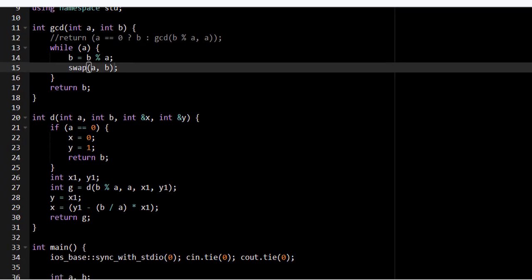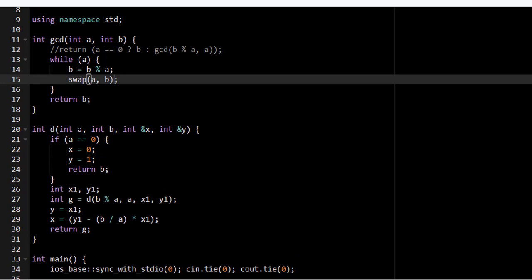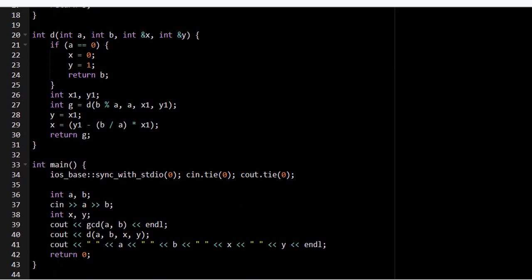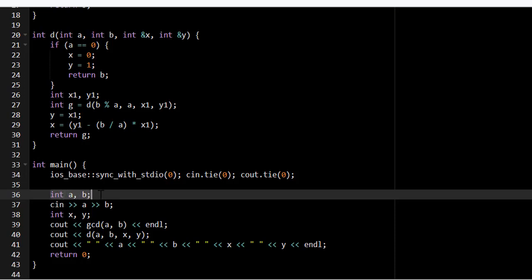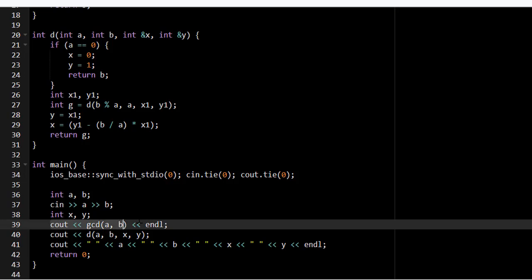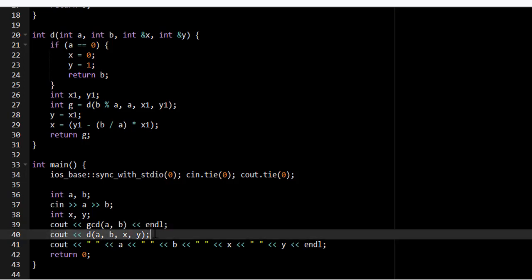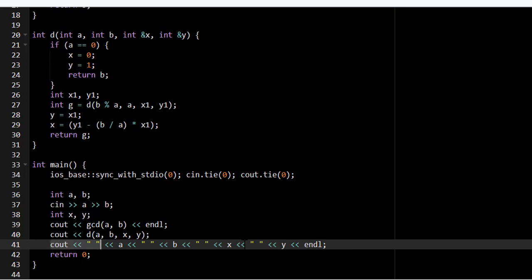Okay, so here we have our code for greatest common divisor and for finding these factors x and y. So what we're going to do in our main function is to read a and b, and we're going to see if our implementation of greatest common divisor is okay, and then we're going to print the greatest common divisor, but at the same time we're going to get the values of x and y.